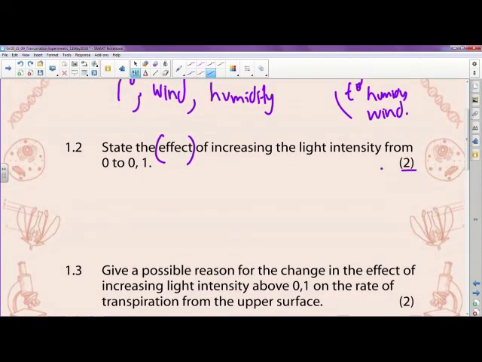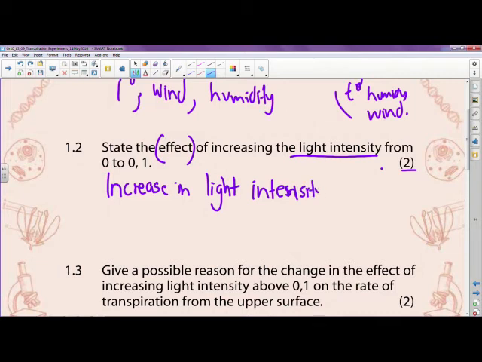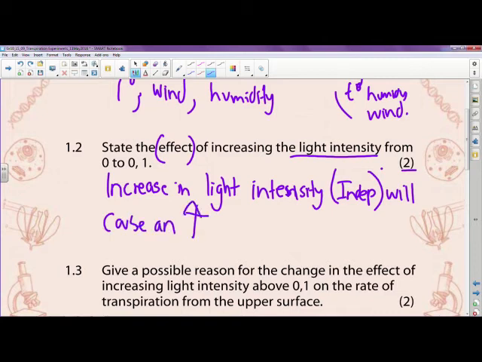State the obvious, it's for 2 marks. Okay, an increase in light intensity, which is your independent variable, the one that you chose, will cause an increase in rate of transpiration. Right, let's have a look at the graph again.